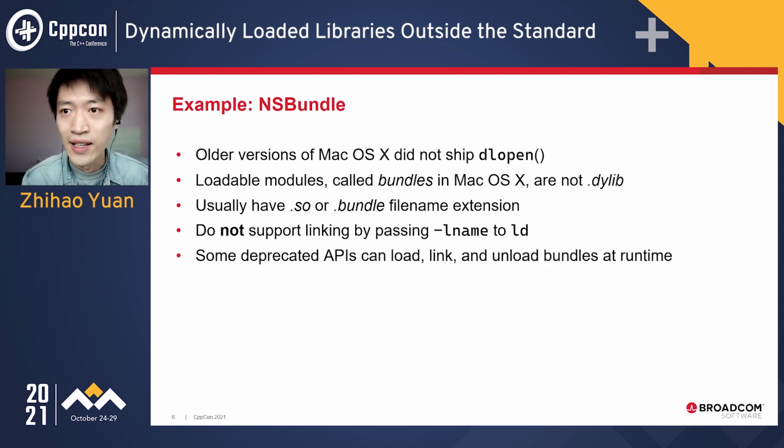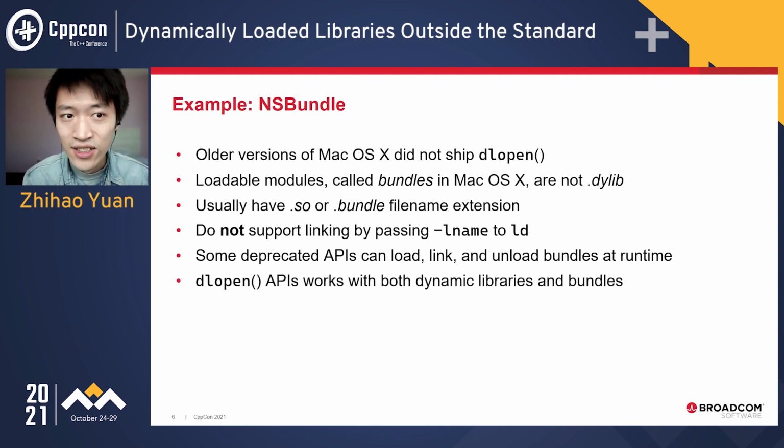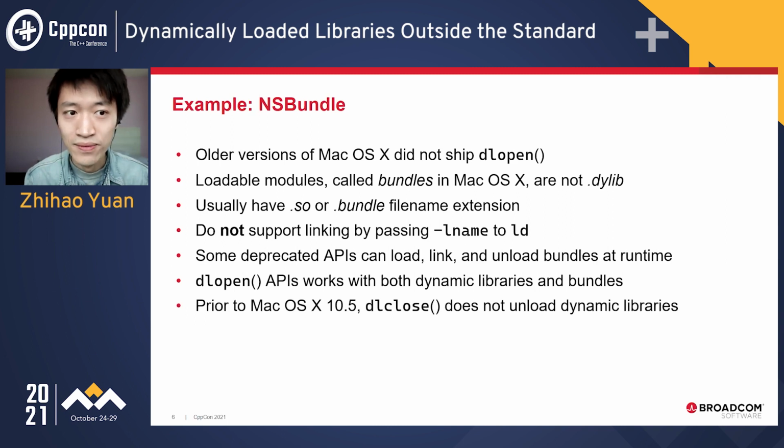Some deprecated APIs can load, link, and unload bundles at runtime. But this talk is not about them. I can only tell you that they are all prefixed with the uppercase NS. And the dlopen API, which is introduced later, works with both dynamic libraries and bundles. And one more thing, prior to macOS 10, dlclose does not unload dynamic libraries.